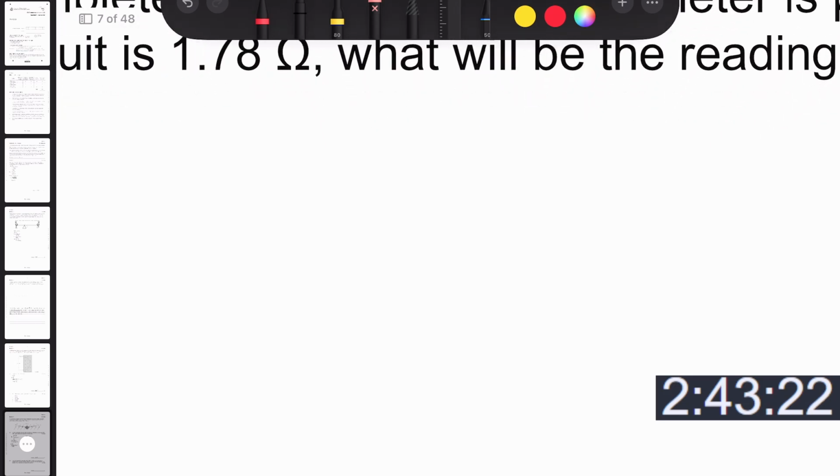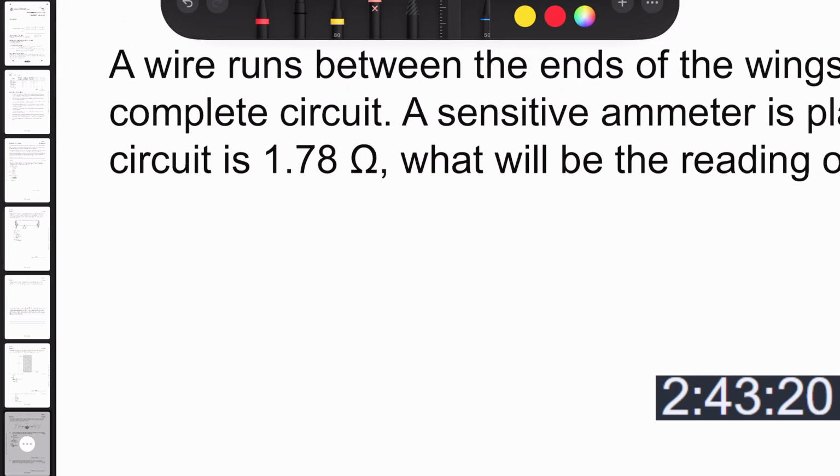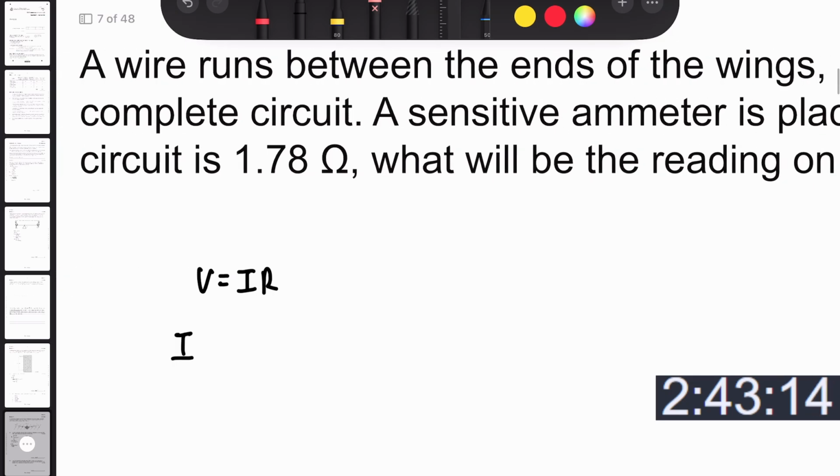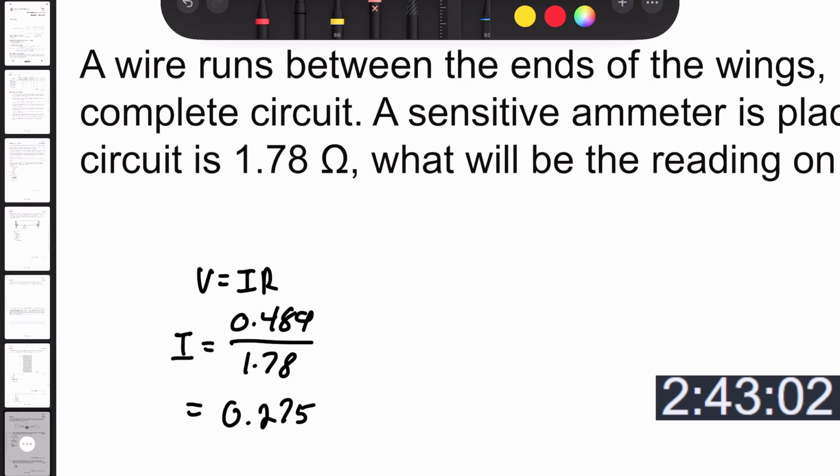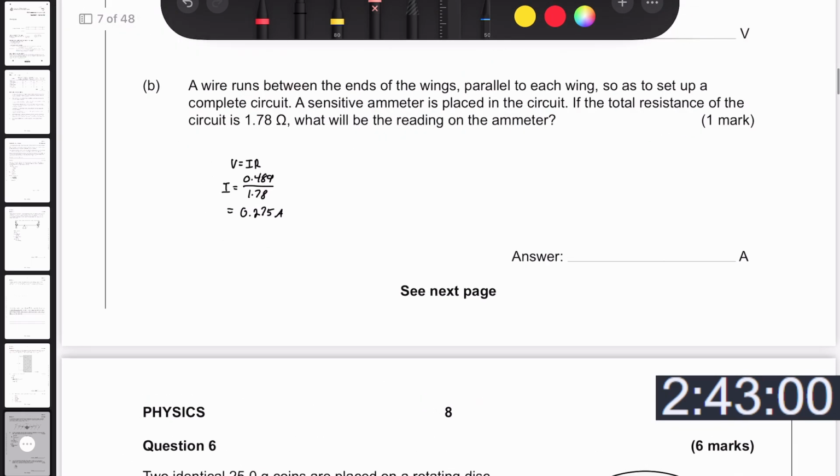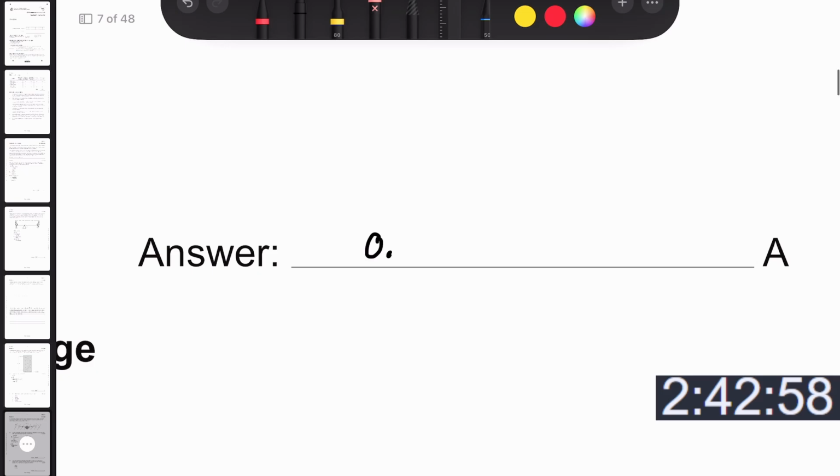Well, V equals IR. This is odd that they have this question. The ammeter, so then I is equal to voltage, which would be 0.489, over resistance, which is 1.78. You don't usually have these questions. 0.275.